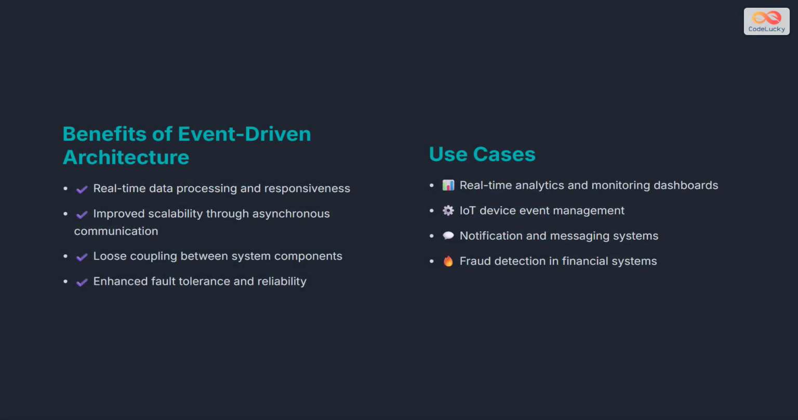Event-driven architecture offers several key benefits, including real-time data processing and responsiveness, improved scalability through asynchronous communication, loose coupling between system components, and enhanced fault tolerance and reliability. Some use cases for event-driven architecture include real-time analytics and monitoring dashboards, Internet of Things device event management, notification and messaging systems, and fraud detection in financial systems.